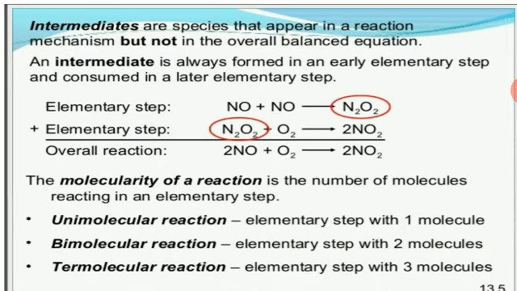Similarly, in this case also, NO plus NO give rise to N2O2, which is an intermediate. But in the overall balanced reaction, this intermediate will be present only in the elementary steps, not in the overall reaction. So there are unimolecular reactions, where the elementary step has one molecule, bimolecular reactions, where the elementary step has two molecules, and termolecular reactions, where the elementary steps have three molecules.